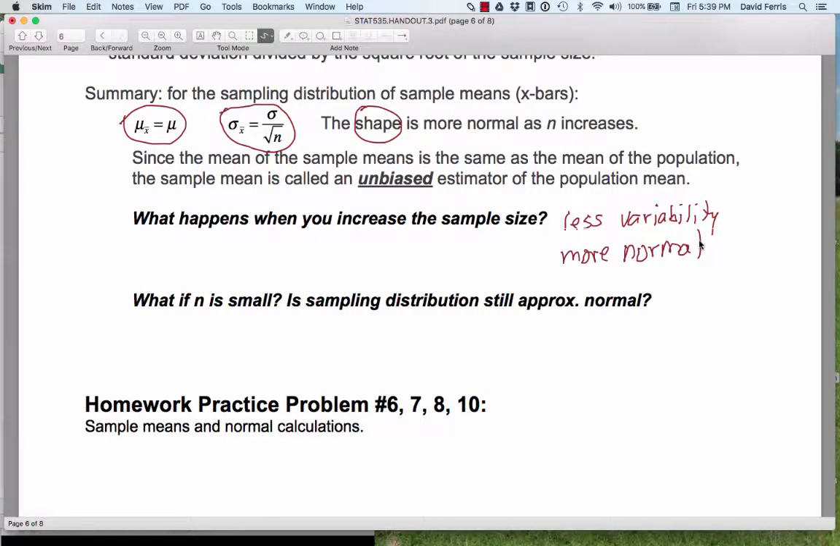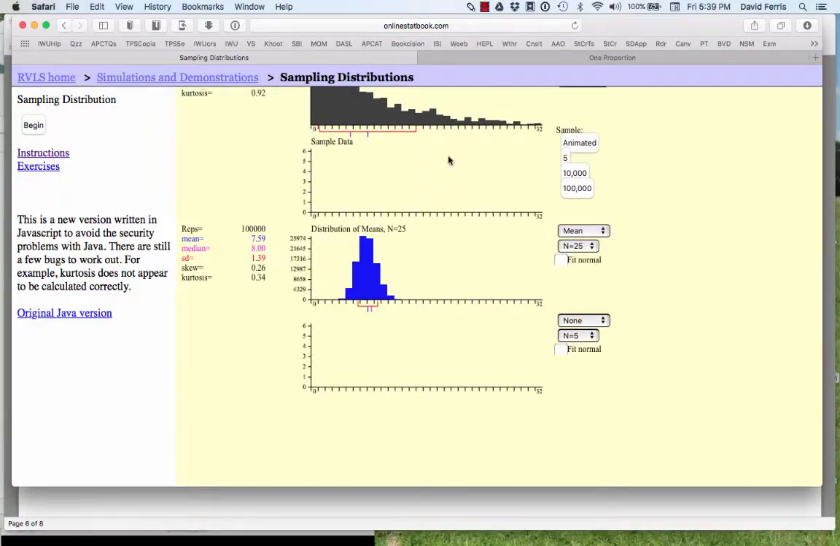We have less variability, and it's a distribution that's more normal. What happens if n is small? Is it still going to be approximately normal? Well, I believe you saw in the demo that when n was, say, 5, that was pretty small. When n was 5, we really didn't have maybe a perfectly normal distribution. We had still some skewness left over.